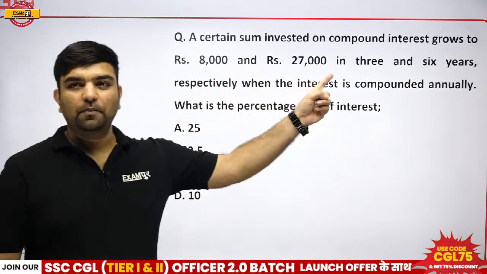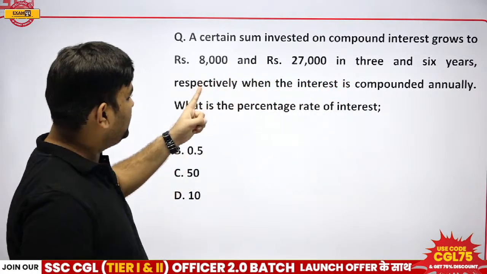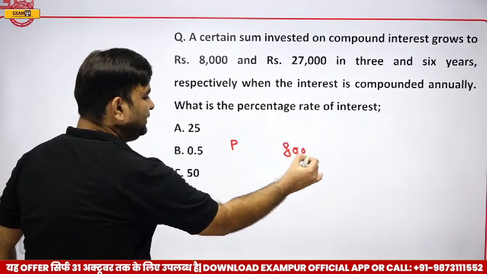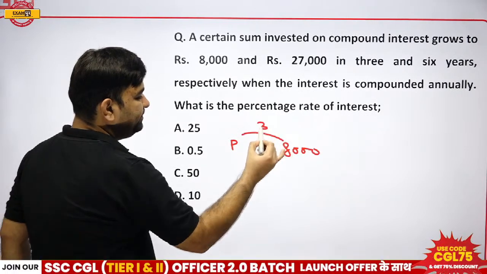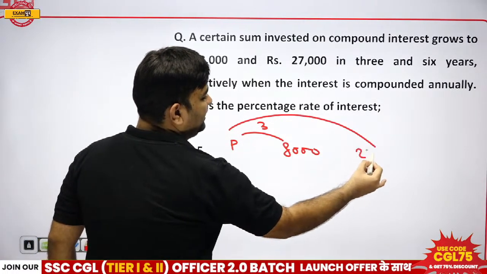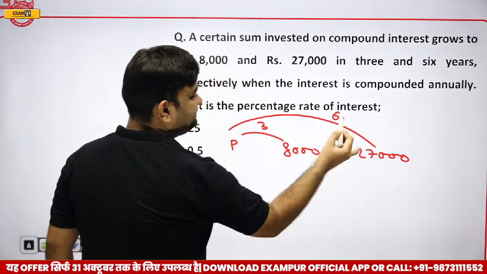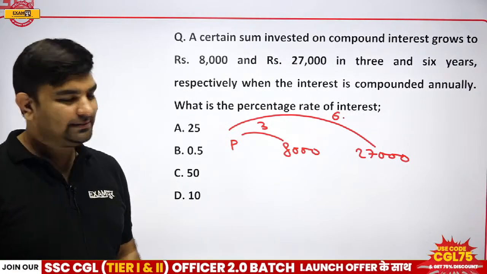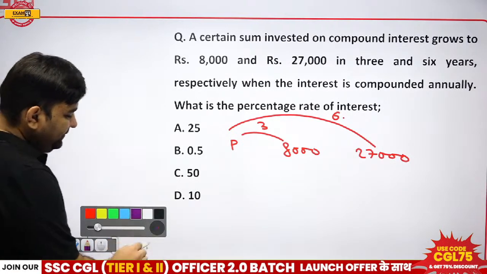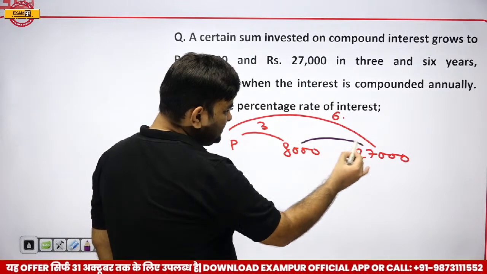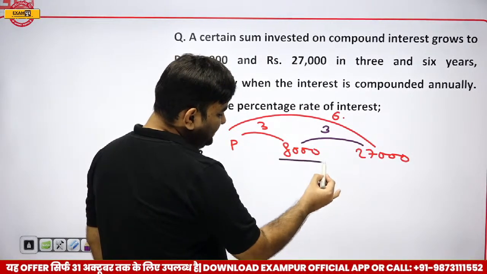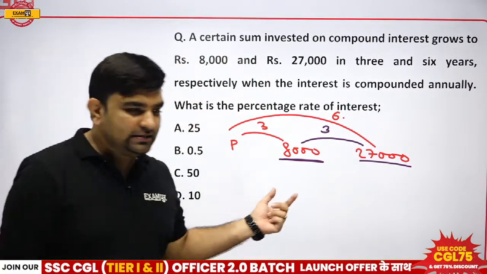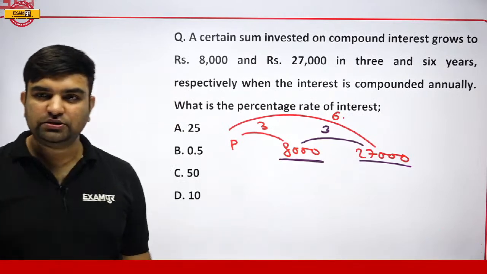A certain sum is invested at compound interest. Principal P grows to 8,000 in 3 years and grows to 27,000 in 6 years. This is the situation. So can I say that in these last 3 years, it is changing from 8,000 to 27,000?